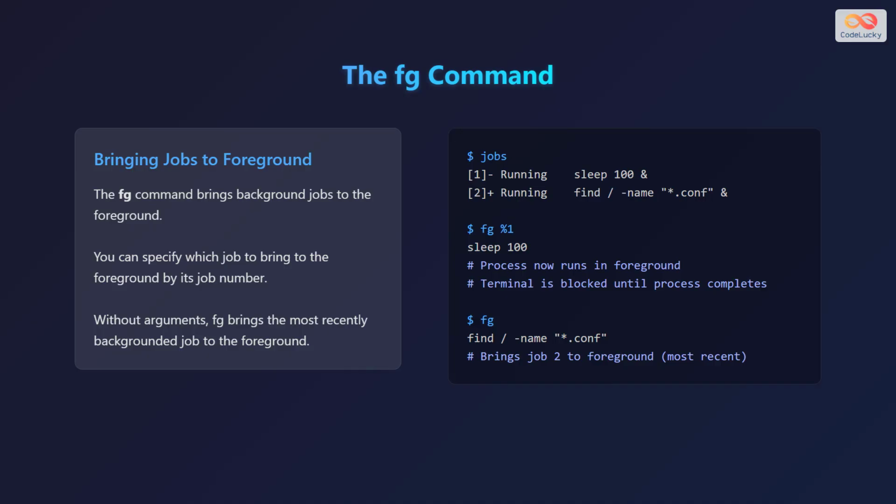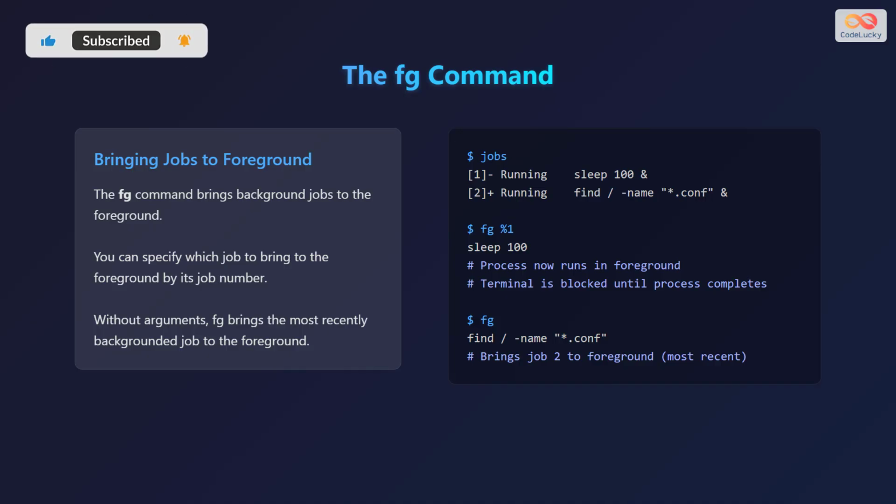For example, if you type jobs and see [1] Running sleep 100 & and [2]+ Running find / -name *.conf &, you can bring the first job to the foreground by typing fg %1. The output will show sleep 100, and the process will now run in the foreground, meaning your terminal will be blocked until the process completes.